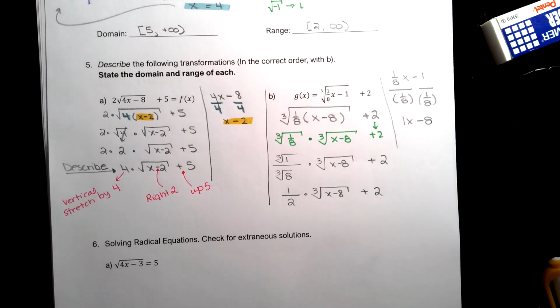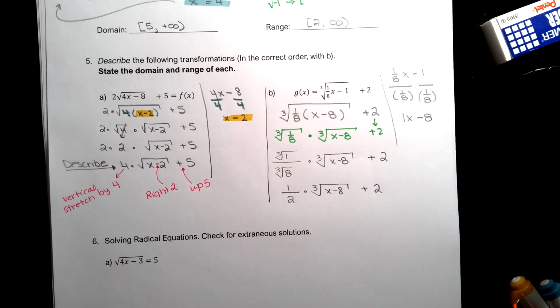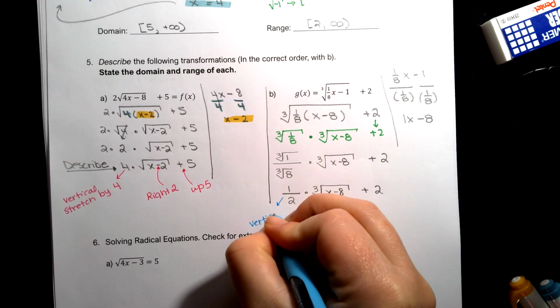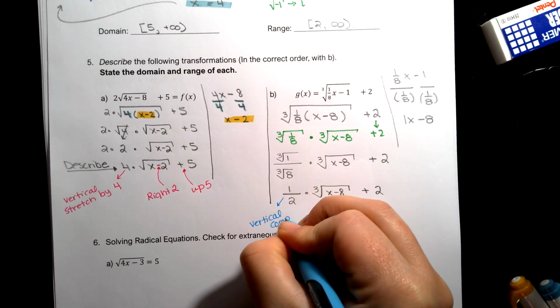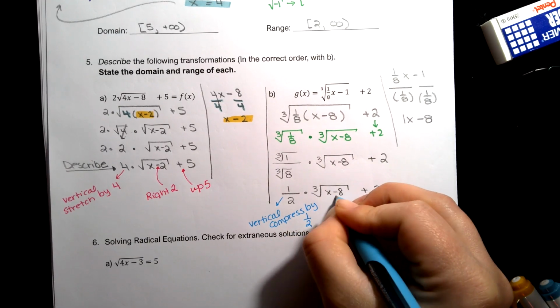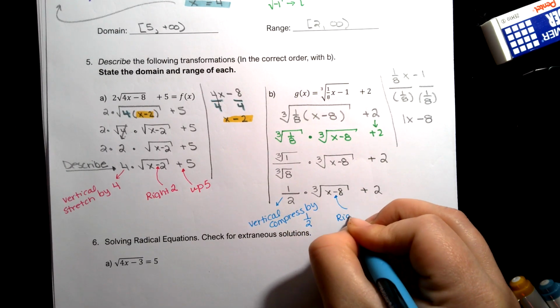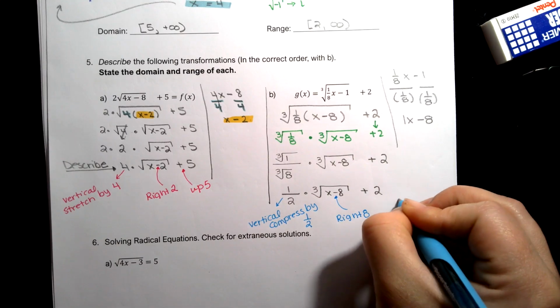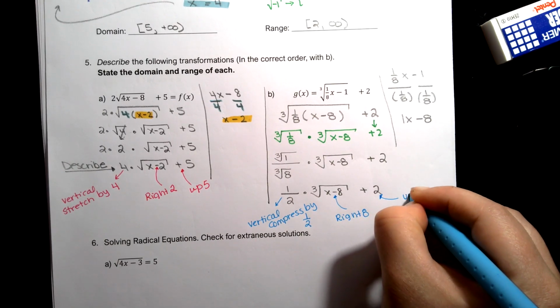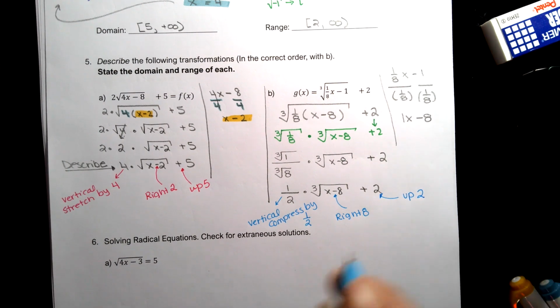After we have simplified our cube roots, we are going to describe. So we have a vertical compression by 1/2, opposite of what you see. So we're going right 8, and then we're going to go up 2.